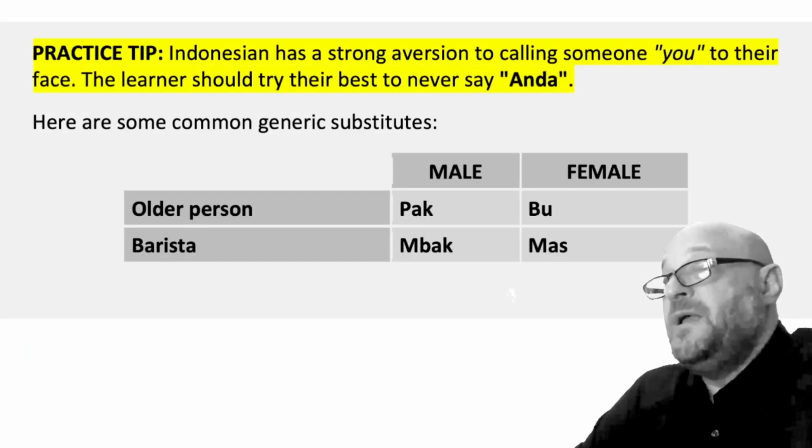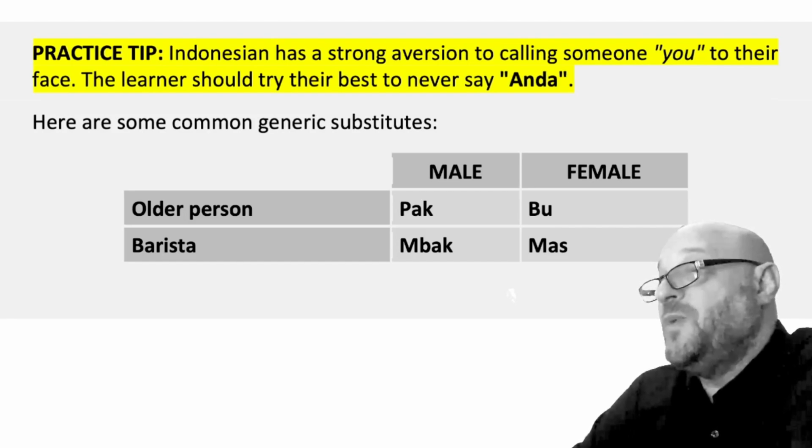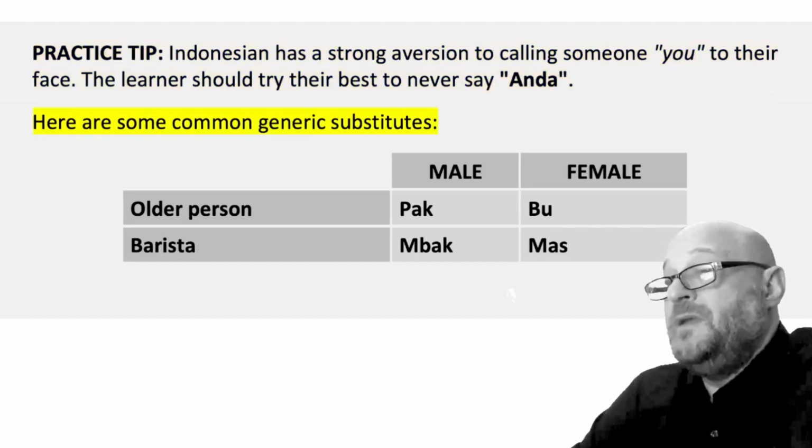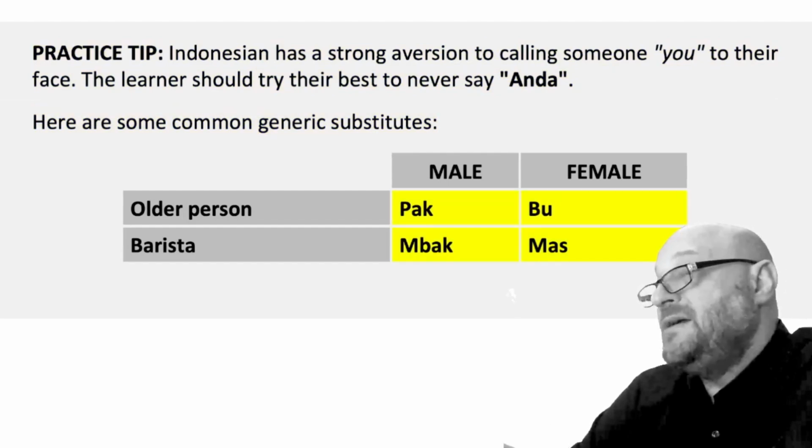Practice tip. Indonesian has a strong aversion to calling someone you to their face. The learner should try their best to never say anda. Here are some common generic substitutes for an older person: pak, bu, and for a barista, ba, mas.